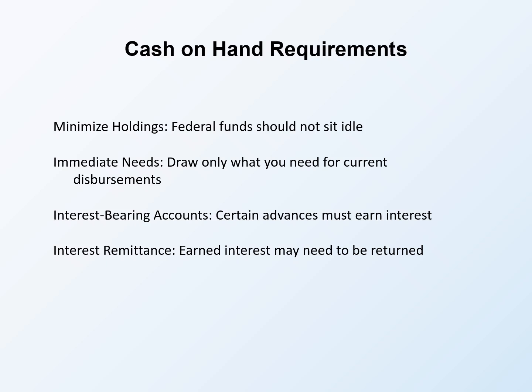Interest remittance means interest earned on federal funds may need to be returned. Interest earned on federal advances generally belongs to the federal government, though a small administrative allowance may be retained. Track interest earned on federal funds and understand your remittance obligations.